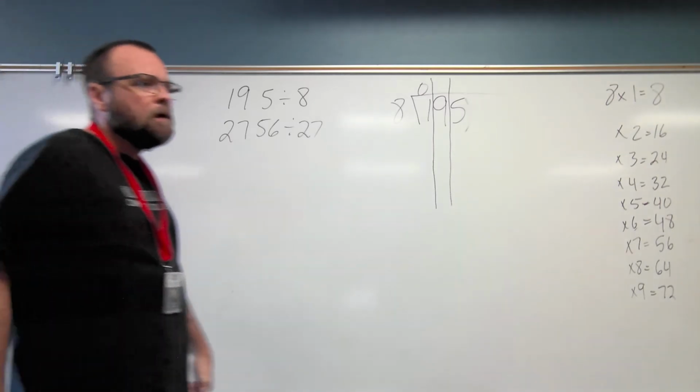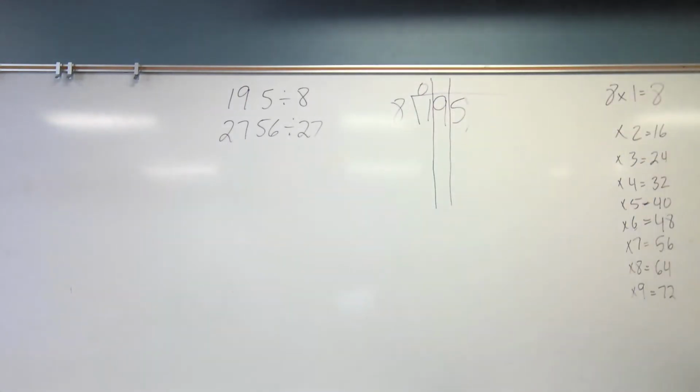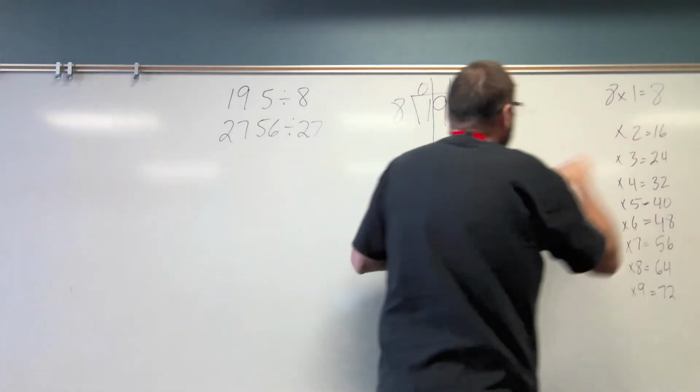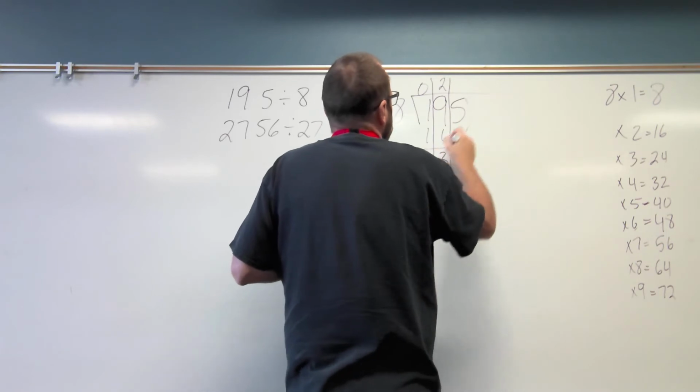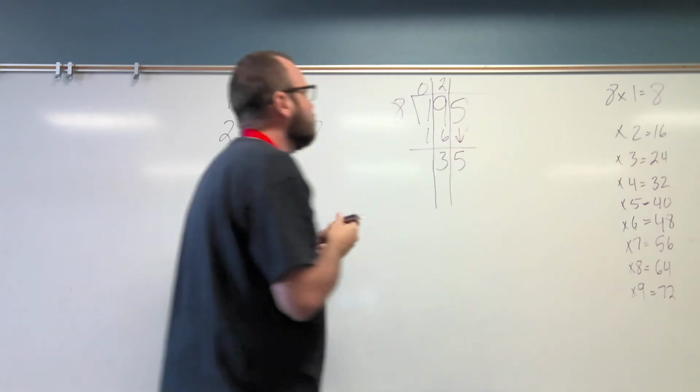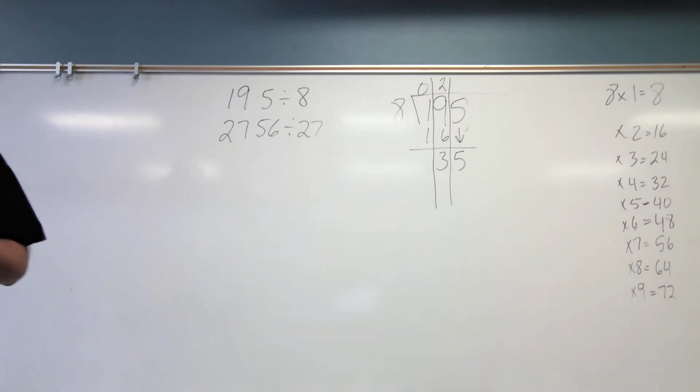Bree, is 8 going to go into 19? Yes, because 19 is greater than 8. So what I do, Bree, is I come over here and I look at my multiples. And I want to get as close to 19 as I can get without going over. What do you see is as close to my multiples without going over? 16. Thank you, Bree. So 8 times 2 is 16. So my 2 goes up here. I have a 16. I subtract. I get 3. And I bring down the 5.